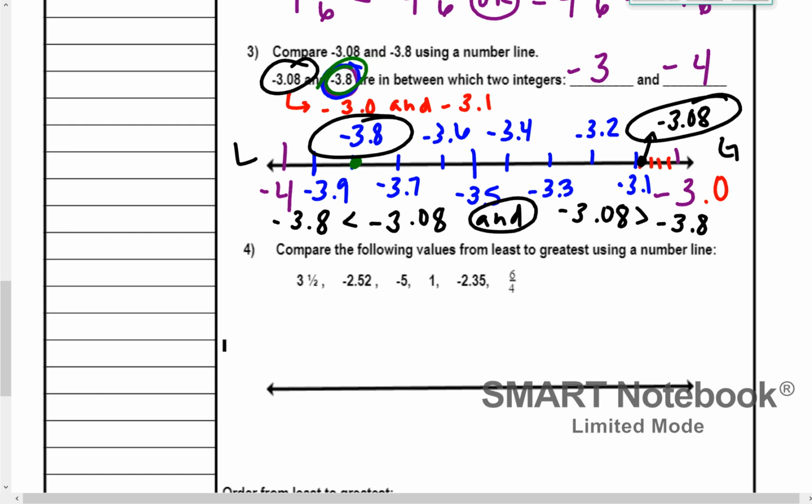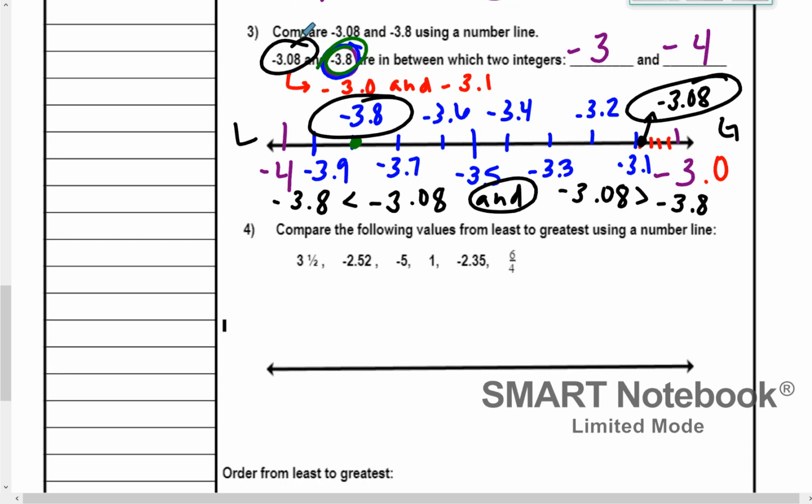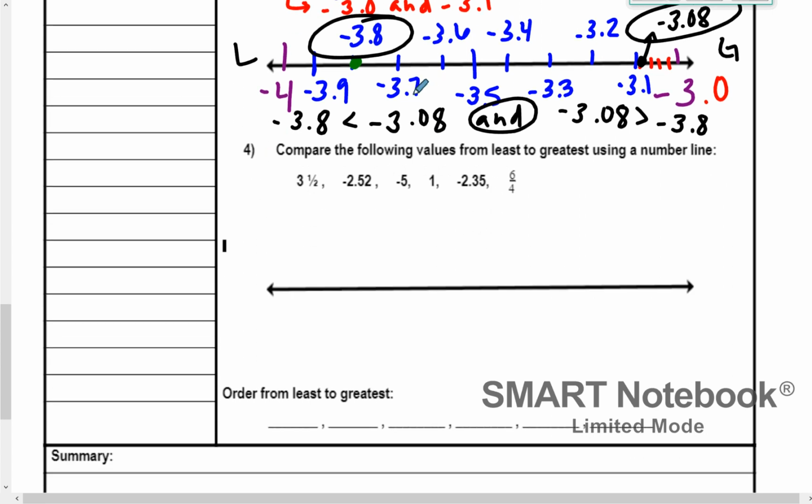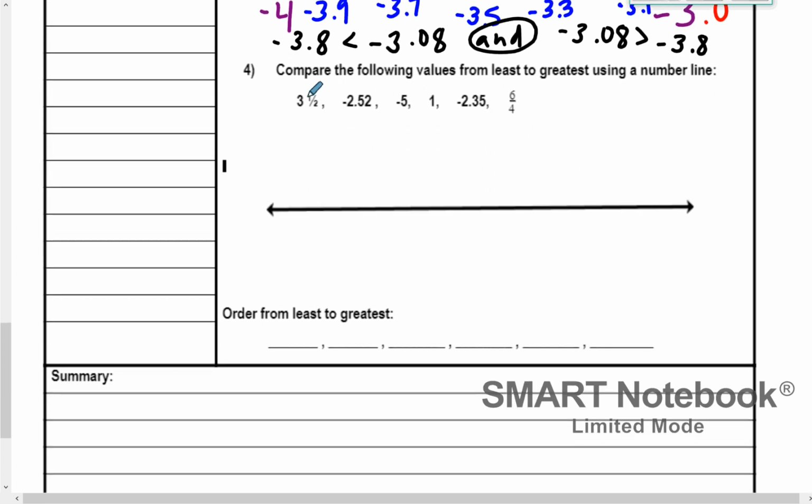Okay. I know this is a little bit tricky, but if you slow down and process all the information, you guys can do it. Number 4, last example. We want to compare the following values from least to greatest using a number line.